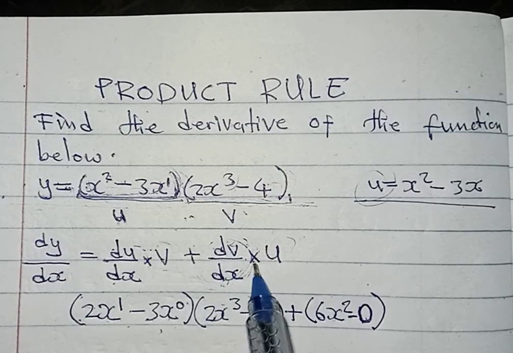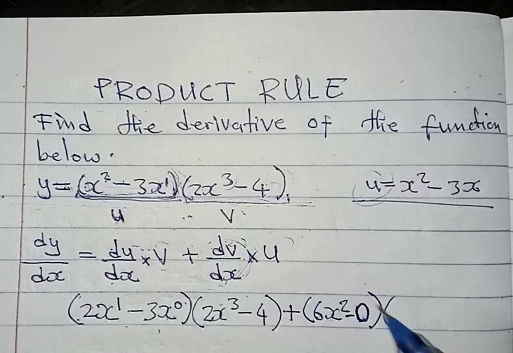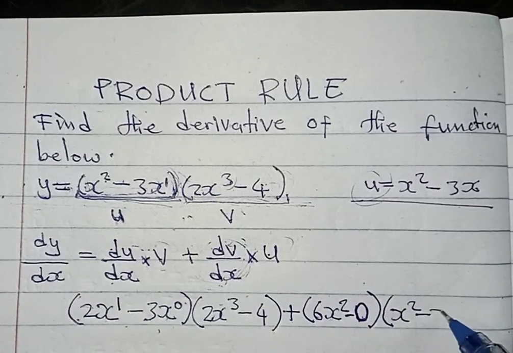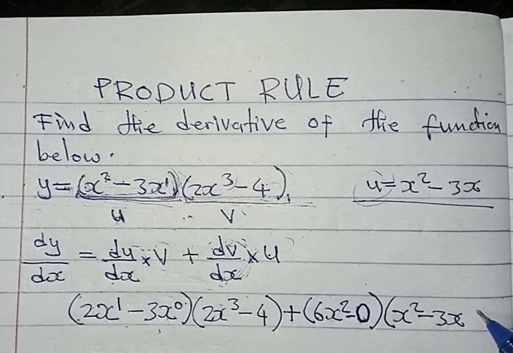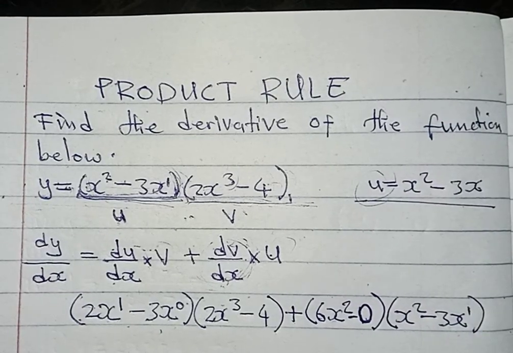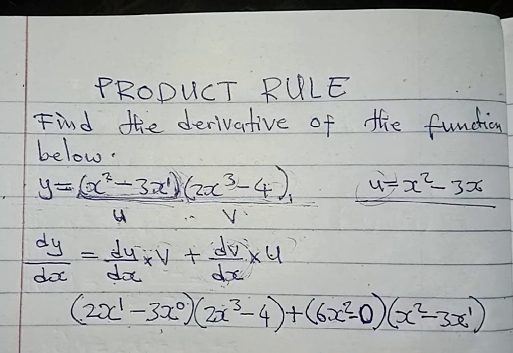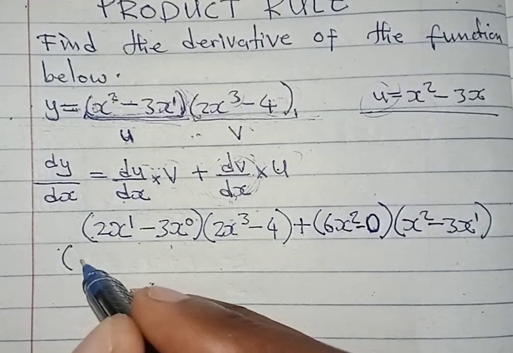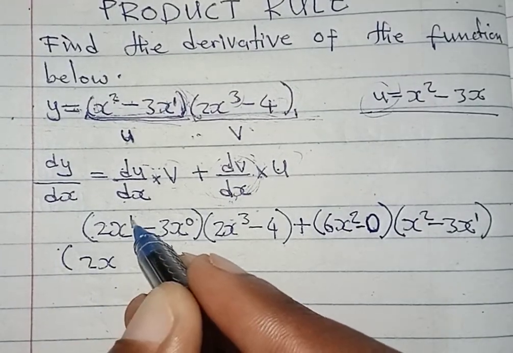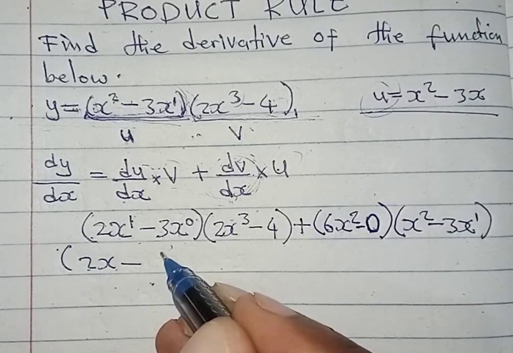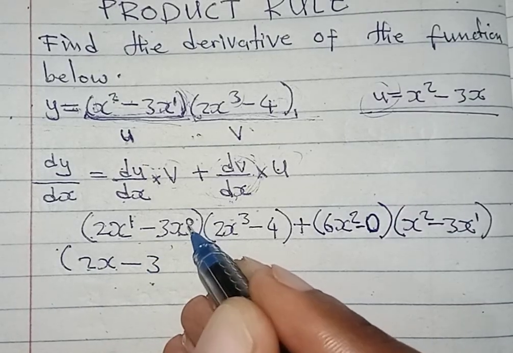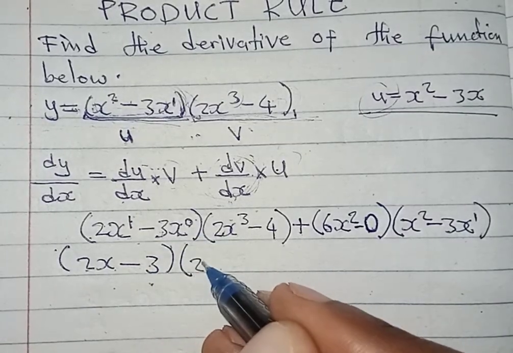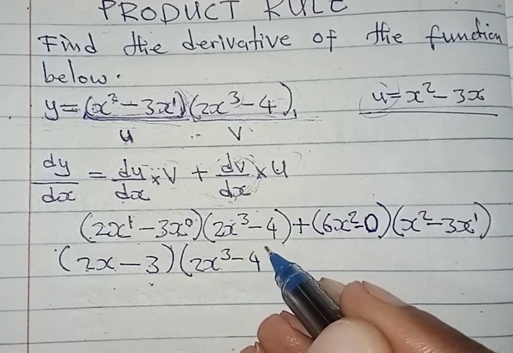We multiply it by u. So multiply it by u. What is our u? Our u is x squared minus 3x, like that. That's our u. This is power 1. From this, we can simplify. We have 2x. So 2x to the power 1 is better written as 2x minus, then we have 3. X to the power 0 is 1, and 1 times 3 is 3. We close. We have 2x to the power 3 minus 4, close.